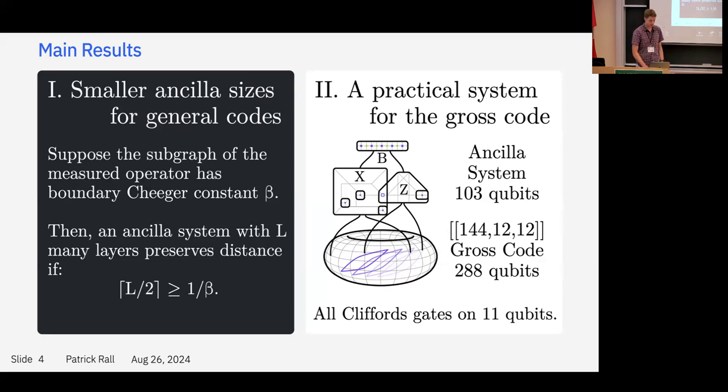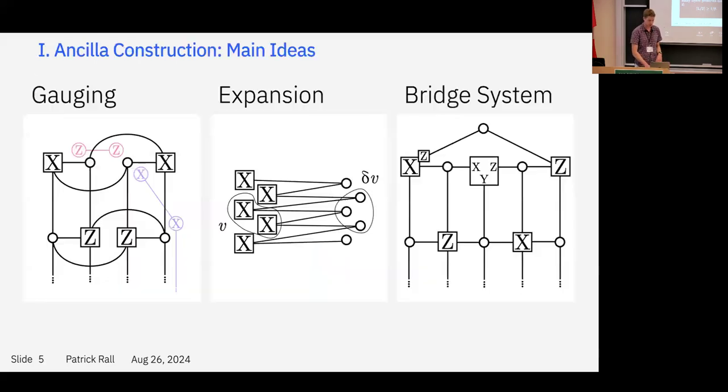So let's talk about this first part. I'm only going to present the proof at a very high level. I want to show a couple of ideas that went into the construction, but I'm not going to get too nitty gritty. There's three ideas that went into these layer count reducing arguments.